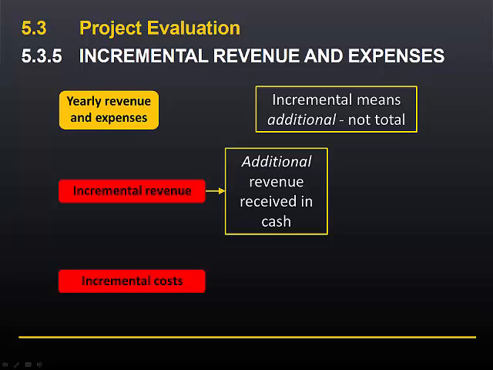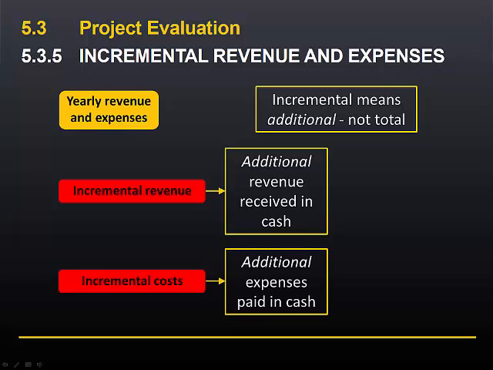Incremental revenue therefore includes additional revenue over and above what would be received if the project was not undertaken. Incremental costs refers to additional expenses which are incurred over and above what would be the case if the project did not go ahead.